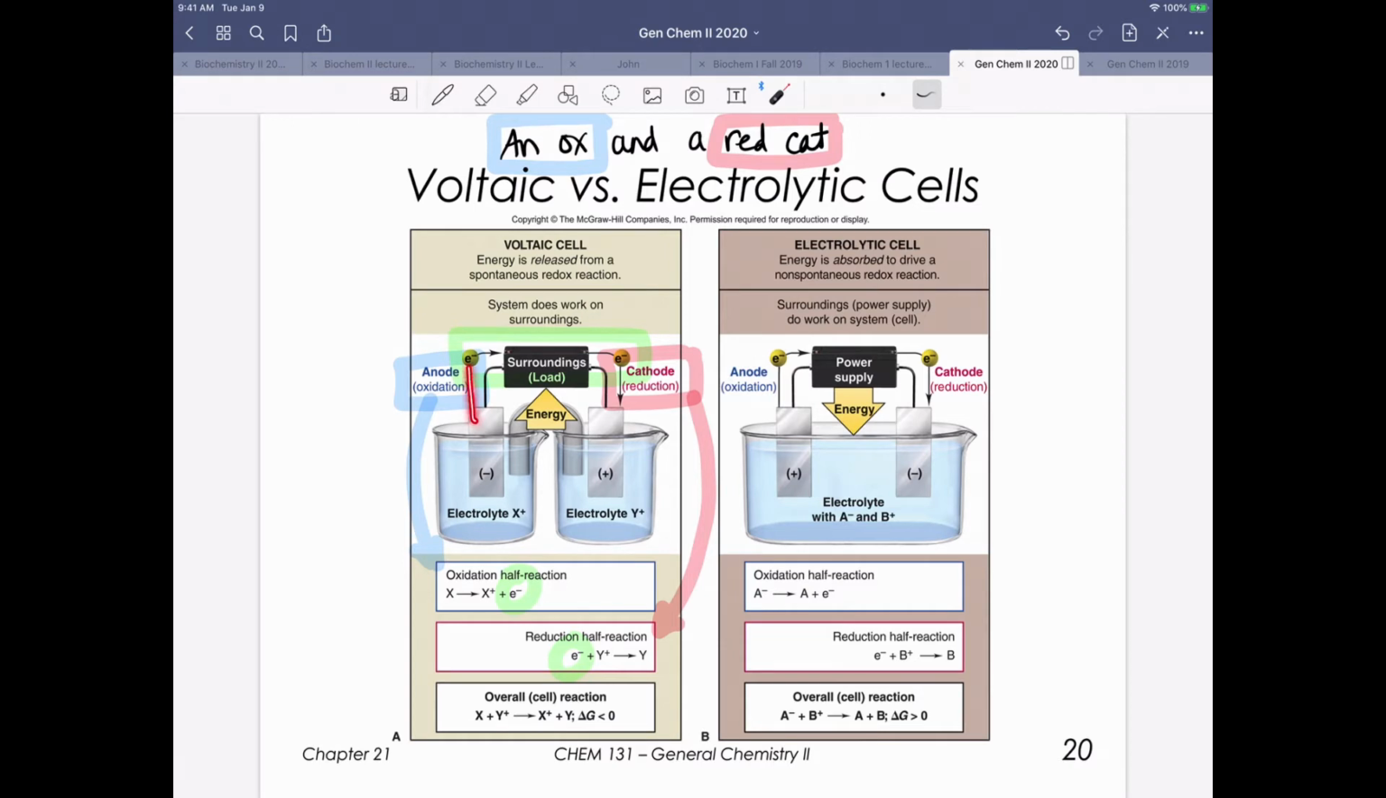Electrons always flow from the anode to the cathode. So here we can see electrons lost in our oxidation half cell are going to flow to our reduction half cell. And they do so through a wire. And that allows us to harness the energy of that process. We'll talk about in a little bit what this little guy is here, but that helps to balance charges. Okay, so that's how we diagram a voltaic cell.